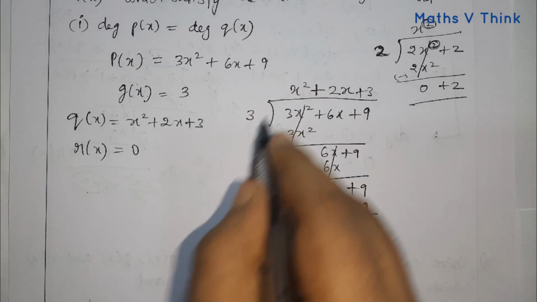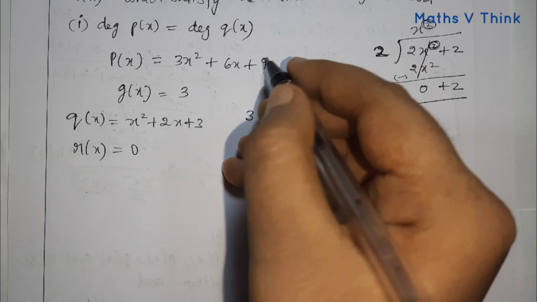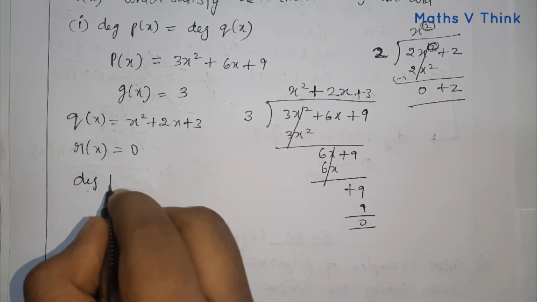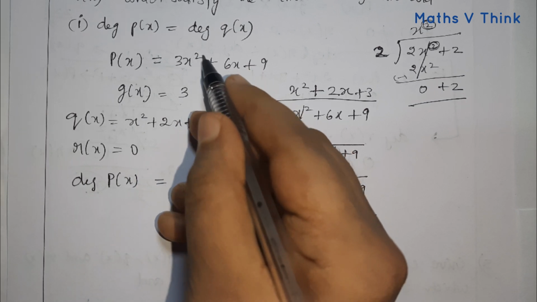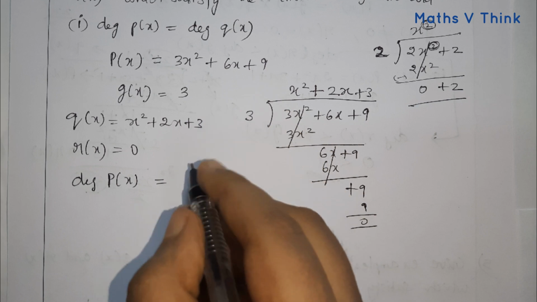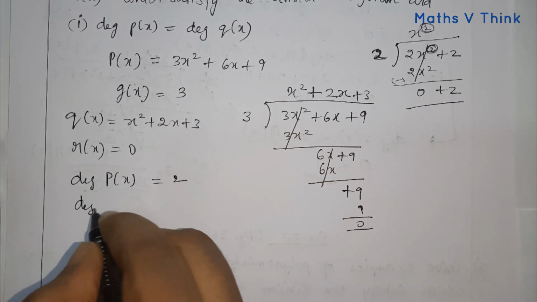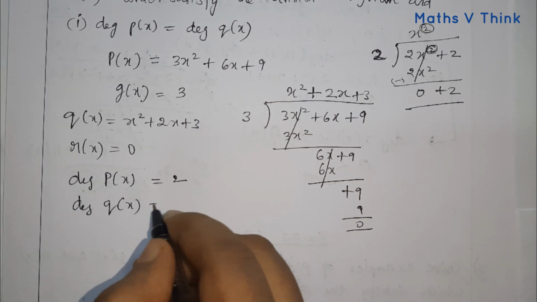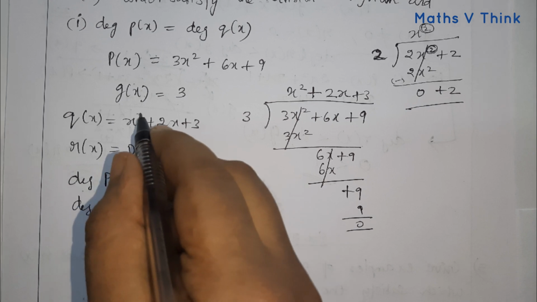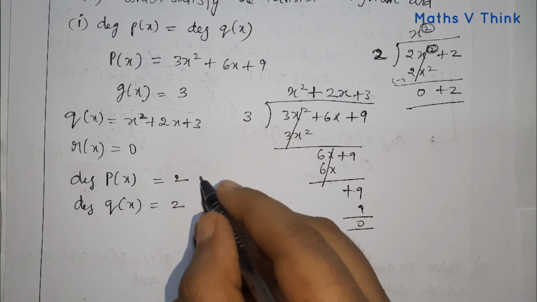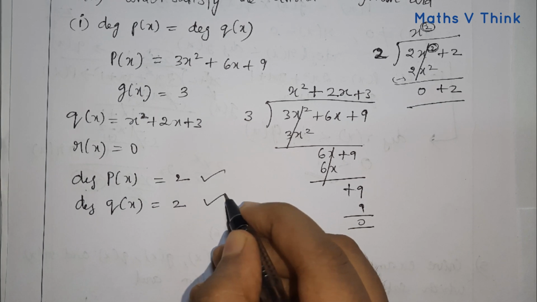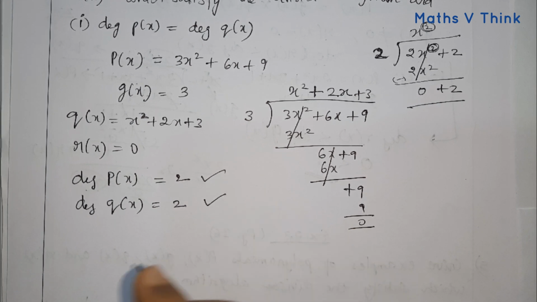So we gave the example in which you can check the degree of p of x. The degree is 2, means highest power is 2. Same way, check the degree of q of x. Here also the highest power is 2. So we satisfied this condition, degree of p of x is equal to degree of q of x. Now division algorithm.